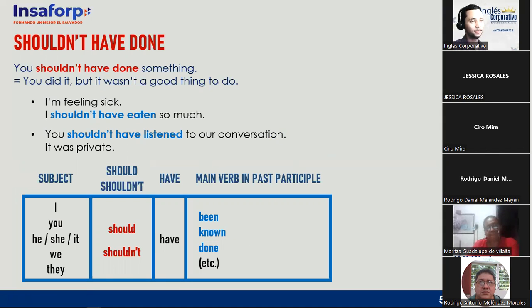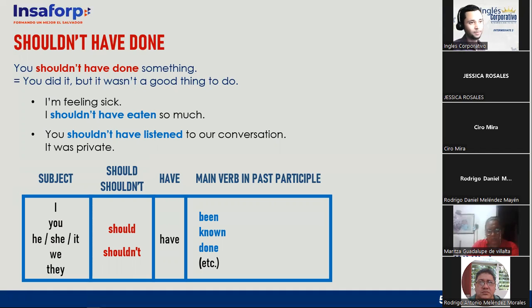Shouldn't have done. It works the same, but look at this. You shouldn't have done something. That means you did it, but it wasn't a good thing to do. Ahora está hablando de algo que usted sí hizo, pero que lo mejor habría sido que no lo hubiera hecho, ¿verdad? O sea, fue una mala idea. You did it, but it wasn't a good thing to do. Aquí es cuando usted se arrepiente de algo que hizo.